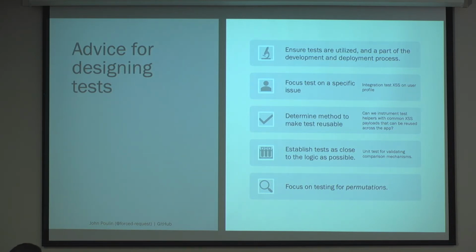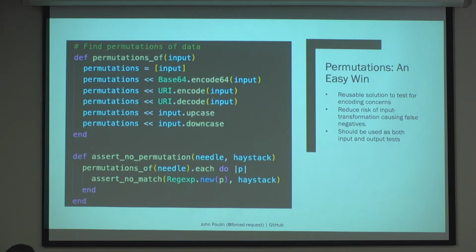And I'm not sure if folks know what I mean by that. So permutations are effectively a reusable way to test for variance of payloads. So we talked a little bit about encoding concerns, right? So why not have a function that will generate variants or permutations of the input? So in the example here, we take the input, we look at the base 64 encoded, we look at the URL encoded, URL decoded. You can do as much as you want here.